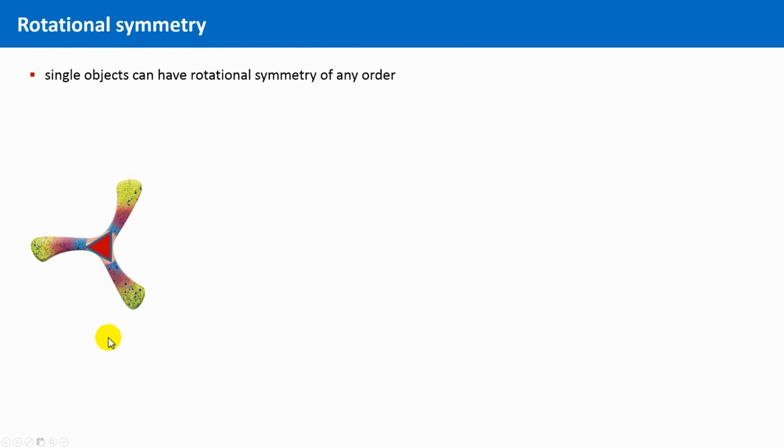This three-bladed boomerang has a threefold axis of rotation, meaning that a rotation of 120 degrees around this axis in the center leaves the configuration unchanged. We mark this graphically with such a triangle, and the letter symbol is just the number 3.